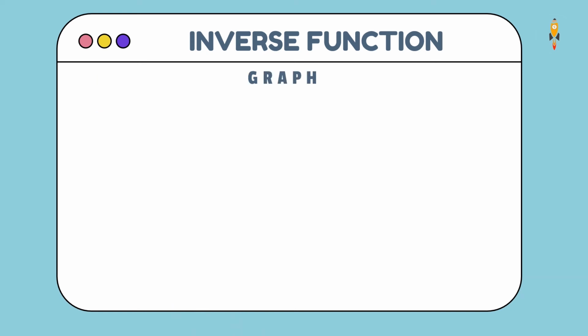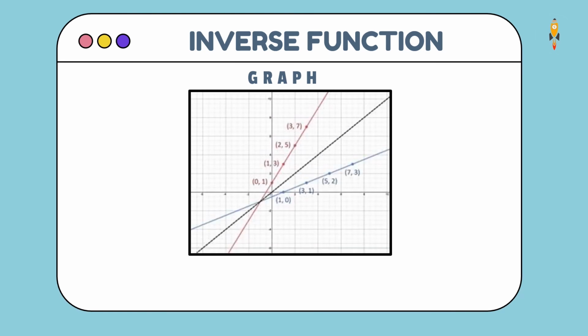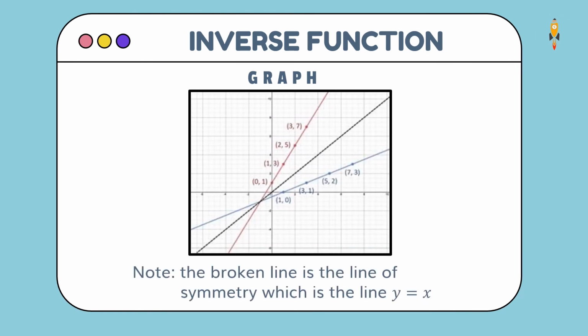What is the graph of an inverse function? If you are going to graph the function together with its inverse, the resulting graph is symmetric with respect to the line y is equal to x. Note, the broken line is the line of symmetry, which is the line y is equal to x.